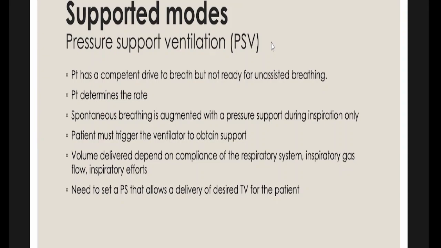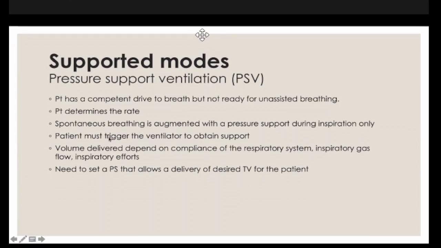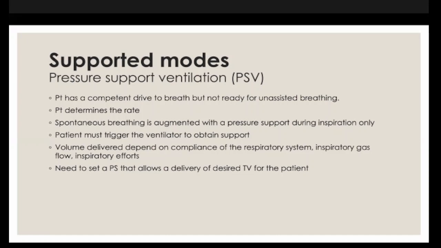The patient's trigger is detected by the ventilator. Imagine the patient is trying to breathe; the ventilator feels a negative pressure. When it feels the negative pressure, it will deliver the pressure support that is set on the ventilator. The volume delivered depends on the compliance of the respiratory system, the inspiratory gas flow and the inspiratory efforts, and you need to set a pressure support that allows delivery of the desired tidal volume for the patient. It depends on the patient's body weight and body habitus. Looking at all that, we decide on the tidal volume.